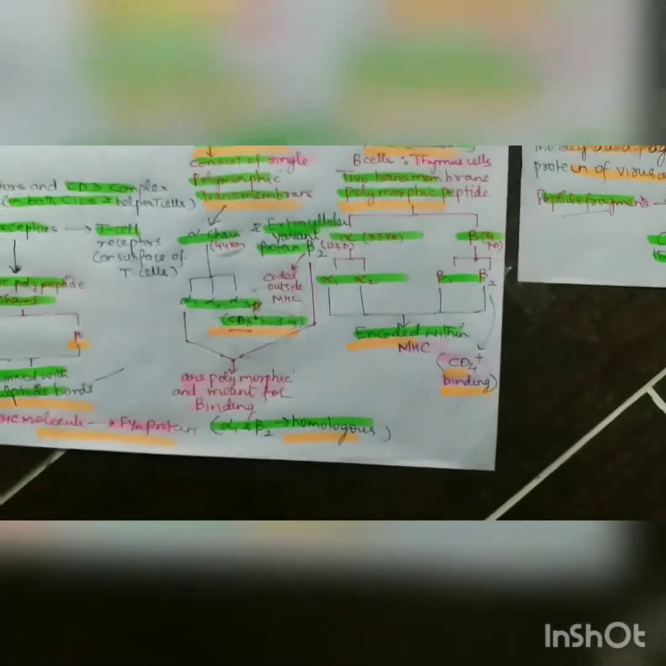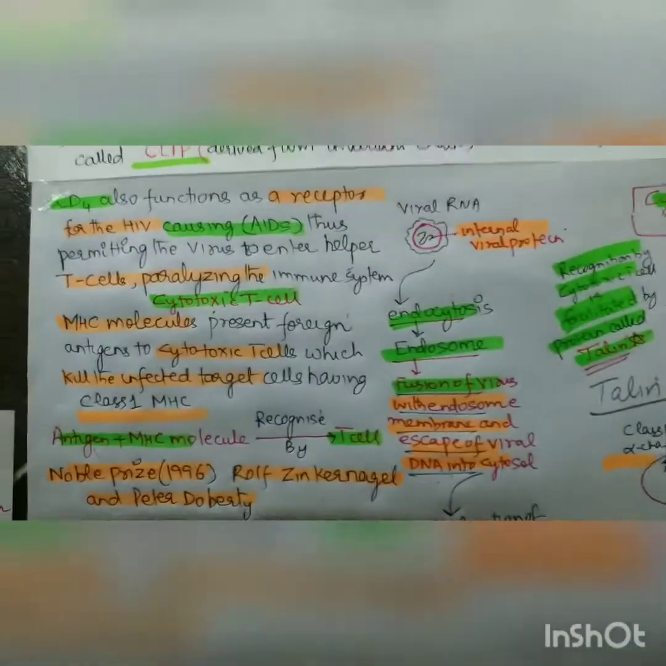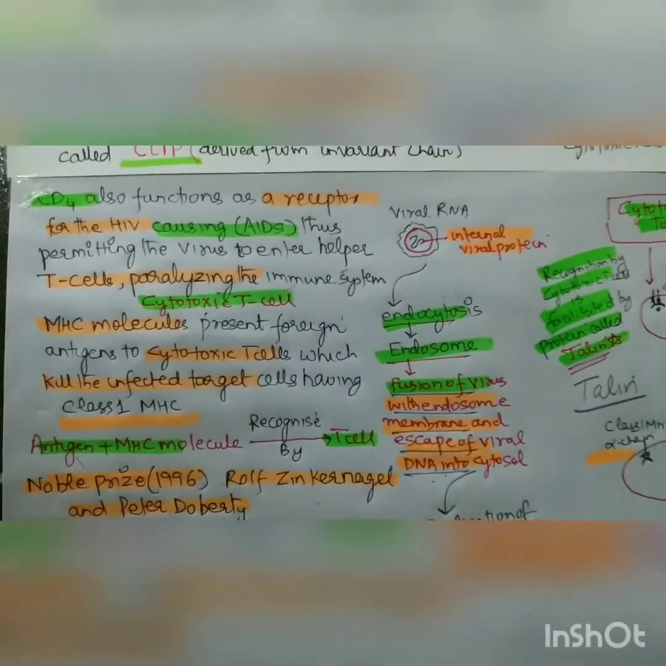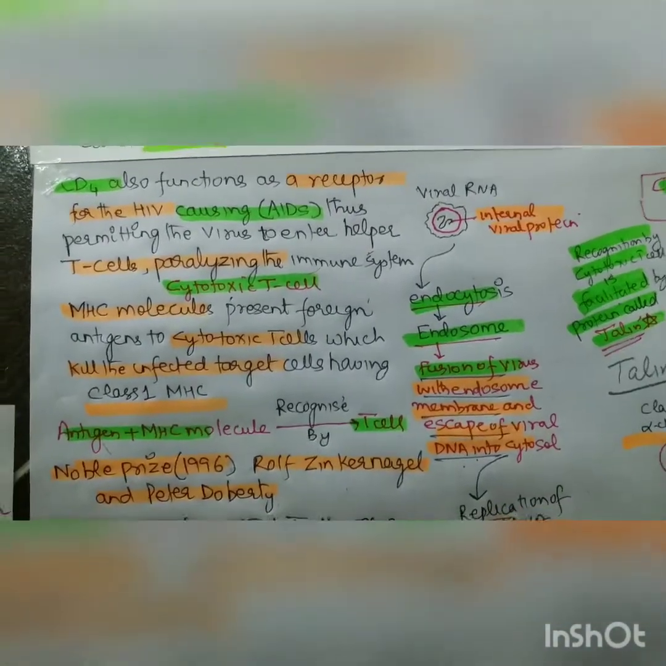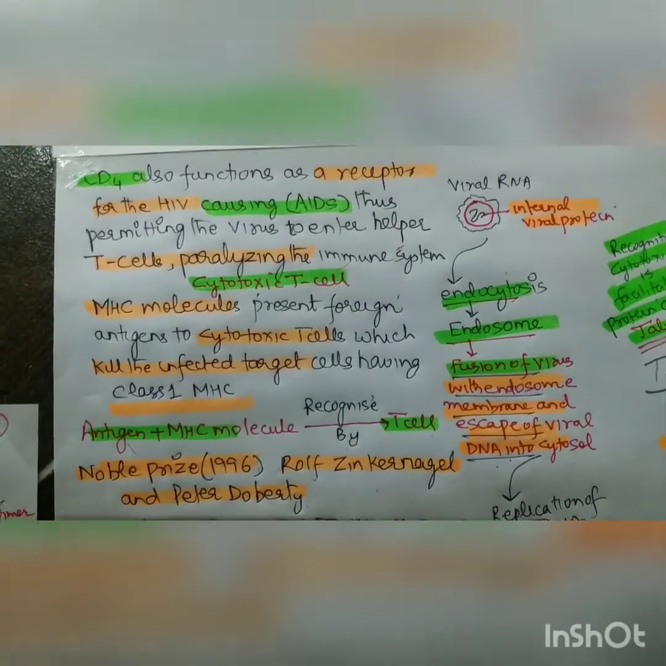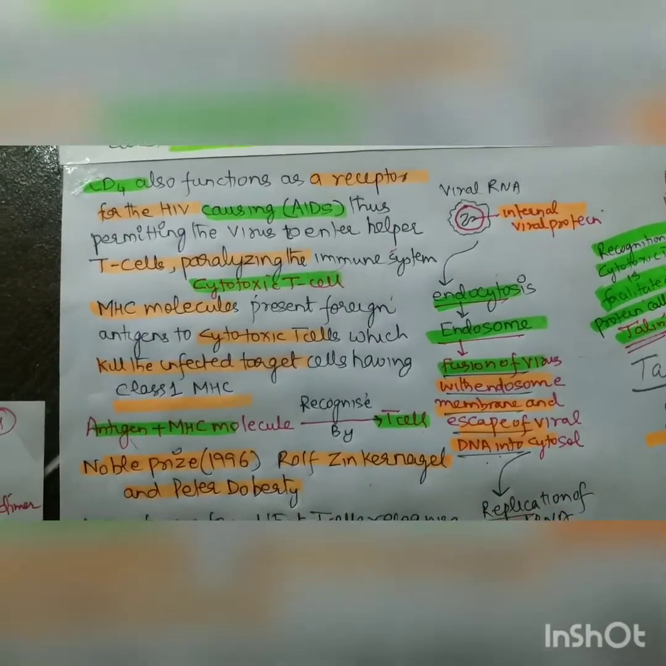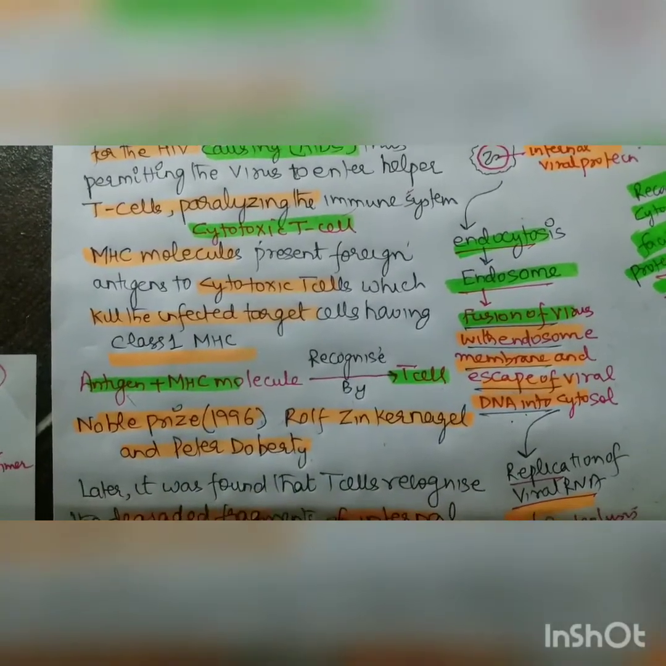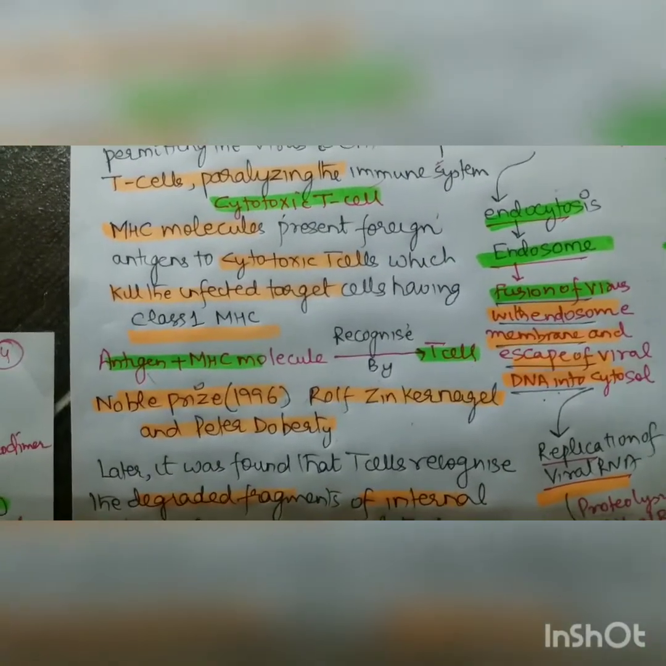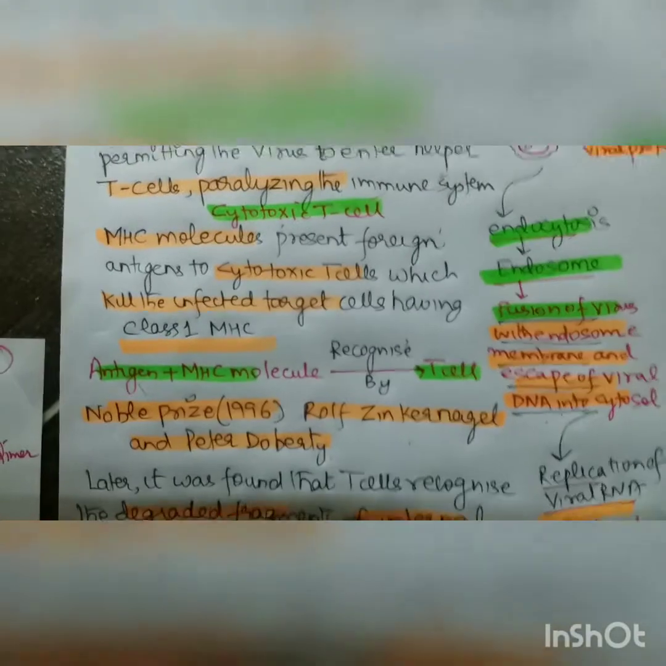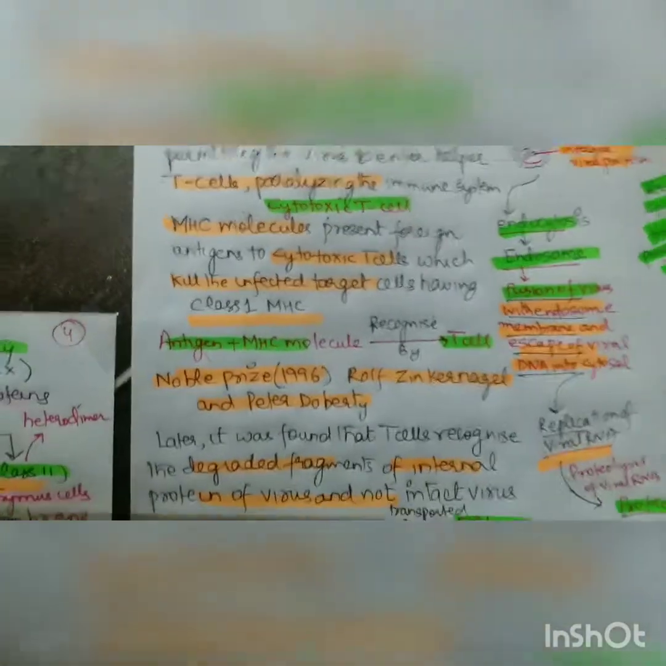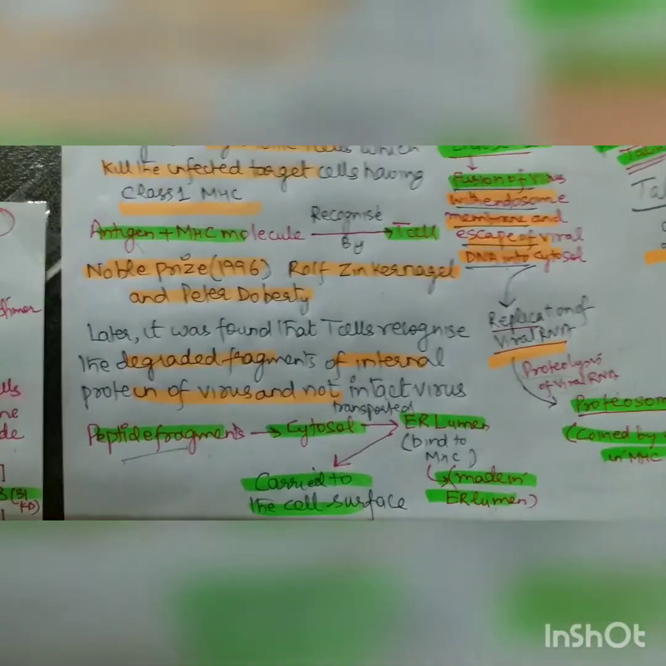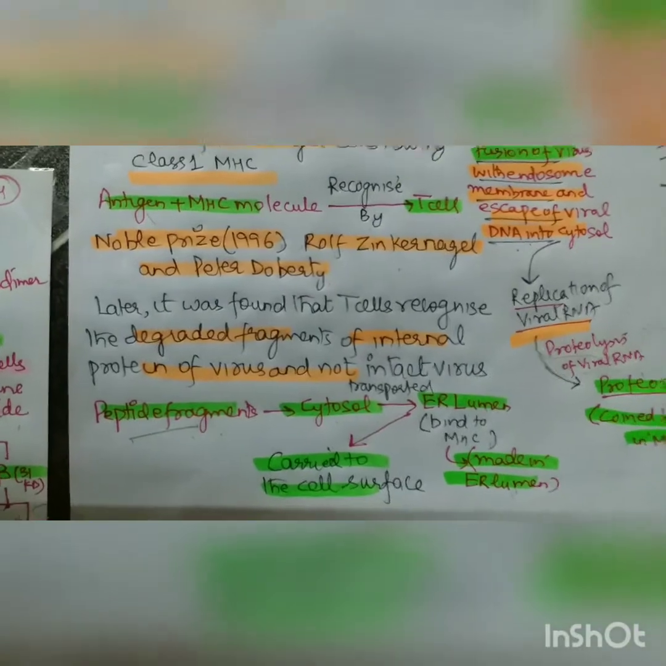And after that, I told you yesterday also, CD4 also functions as a receptor for HIV, which is the main culprit of many deaths, that is AIDS. This helps the virus enter the helper T cells, and then it paralyzes the immune system, right? And then the MHC molecule presents foreign antigens to the cytotoxic T cells, which kill the infected target cells having class 1 MHC. So cytotoxic T cells only identify MHC1, right? This is the work of the Nobel Prize winners Rolf Zinkernagel and Peter Doherty in 1986, right?